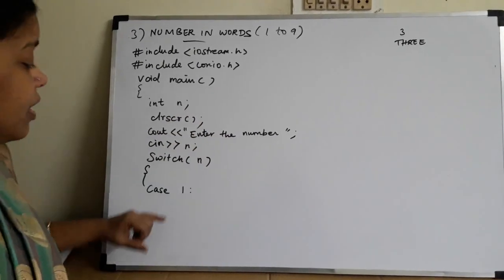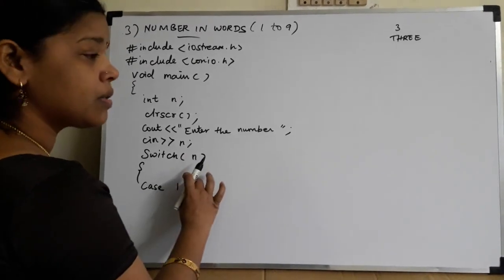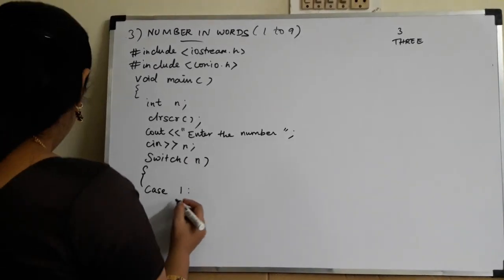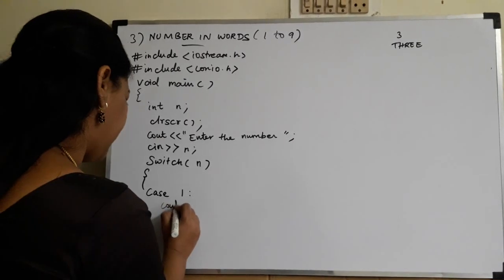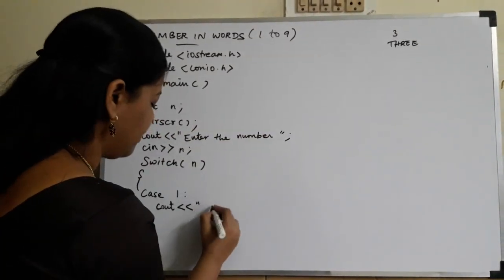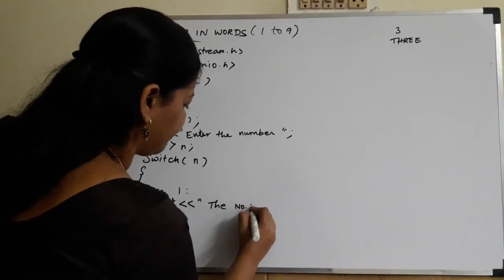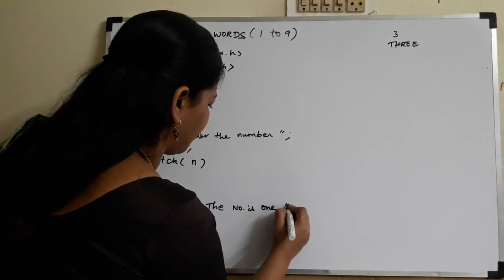Semicolon is a terminator and colon is like a value. So here, when it is matched with this particular value, what to do? Then for case 1, I am writing cout. What to write? You know, that is the number in words. The number is 1. That's all. In words you have to write.